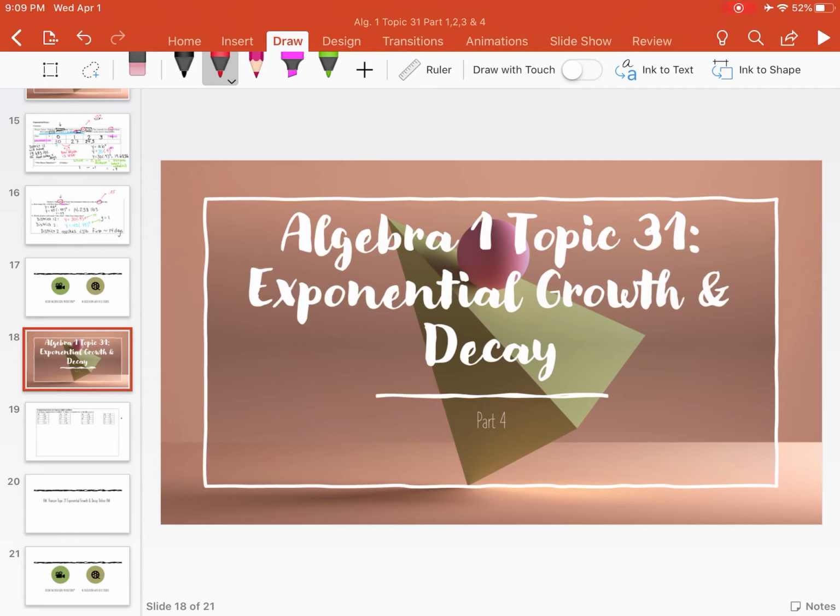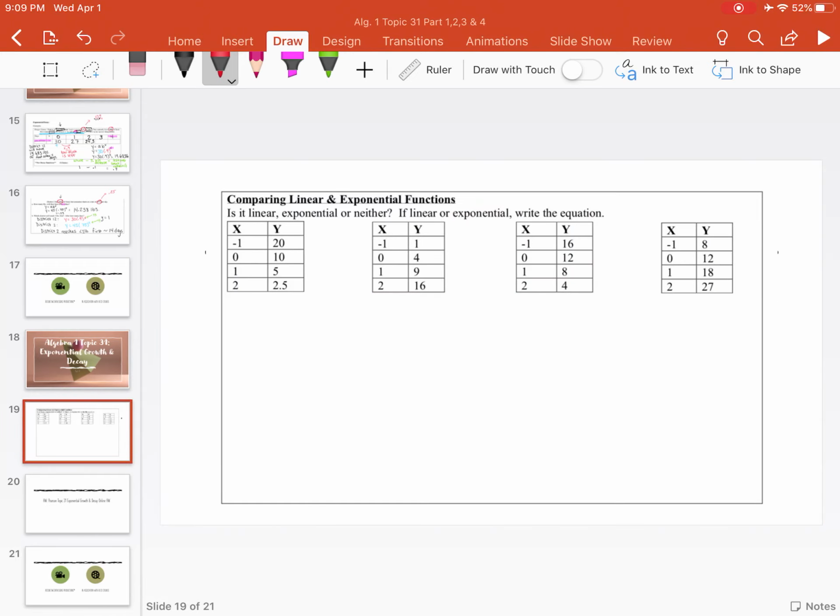Welcome back to topic 31 for Algebra 1, Exponential Growth and Decay Functions. In part 4, we're going to compare linear and exponential functions and identify, is the example linear, exponential, or neither? And if it's linear or exponential, we're going to write the equation.